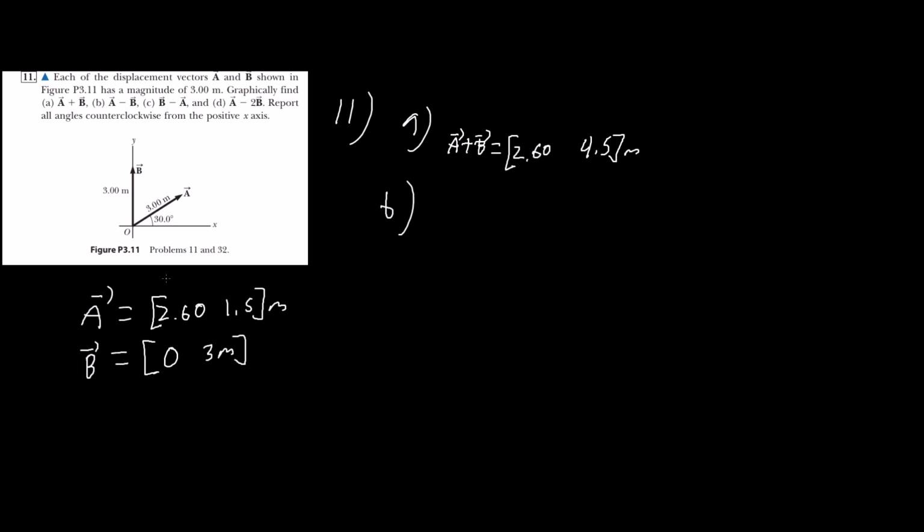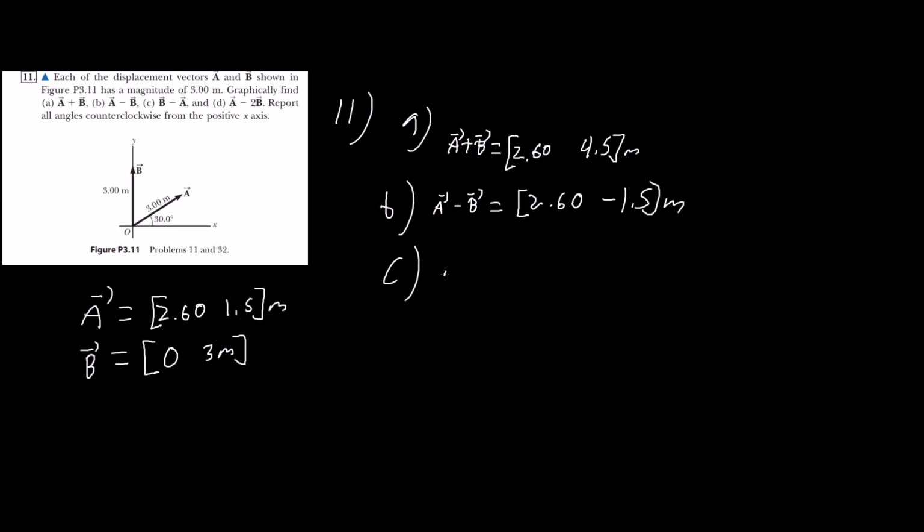I'm just going to add them up. I'm not going to do this graphically, but you could draw this graphically if you want. In fact, if you're just learning vectors, it'd probably be a good idea. So let's take A minus B. And I'm just going to look at my screen to get the result here. A minus B is really 2.60, 1.5 minus 3. Oh, it's 1.5. Oh my god. So negative 1.5 meters. And that was part B.